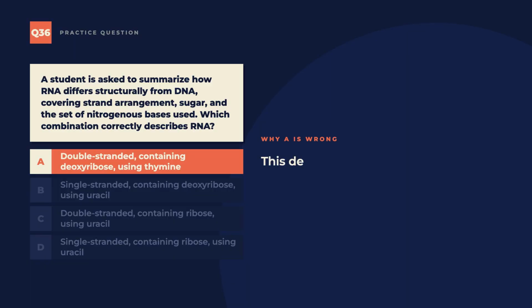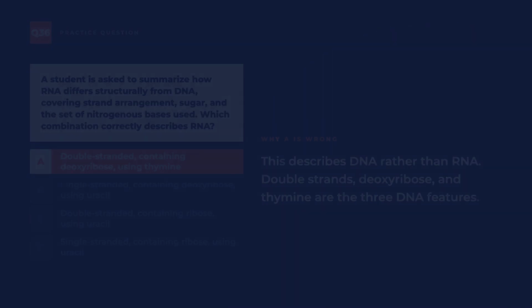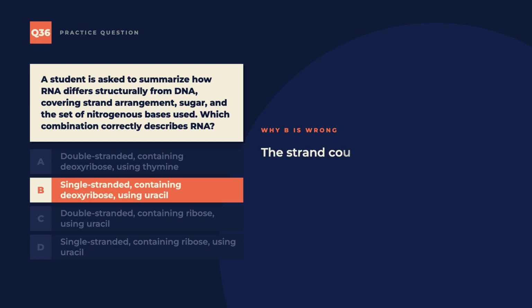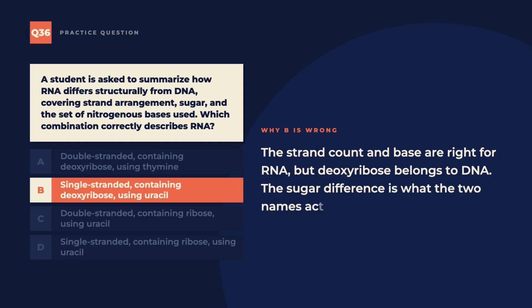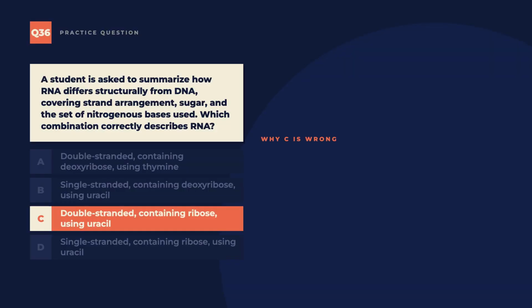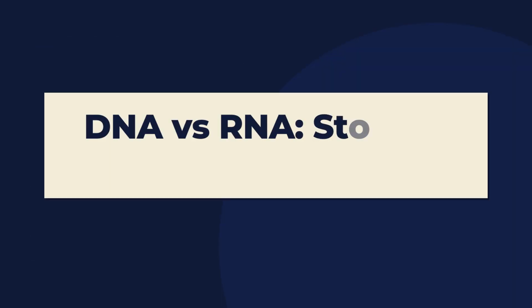A is wrong because this describes DNA rather than RNA. Double strands, deoxyribose and thymine are the 3 DNA features. B is wrong because the strand count and base are right for RNA, but deoxyribose belongs to DNA. The sugar difference is what the 2 names actually refer to. C is wrong because ribose and uracil are correct for RNA, but RNA is normally single-stranded. Only DNA forms the double helix.